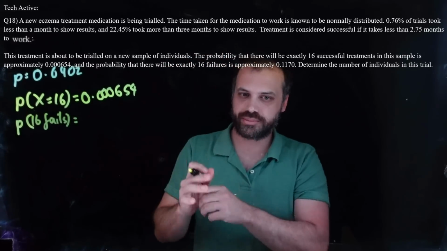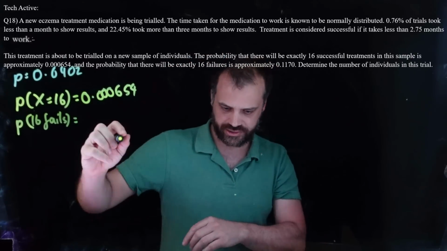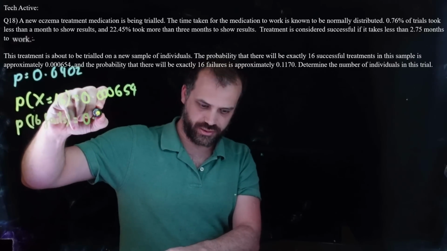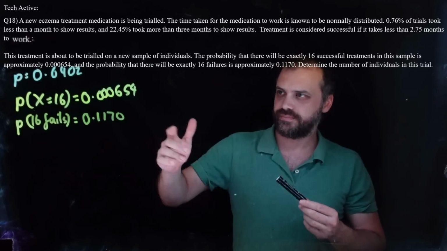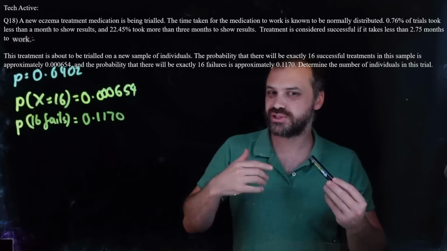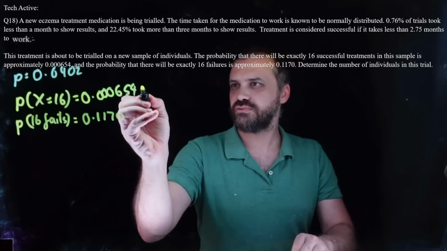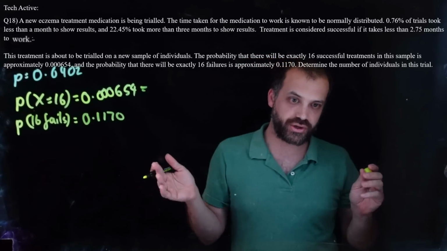We're told that the probability of exactly 16 fails is 0.1170. Okay, so we've got these two pieces of information. We don't know the sample size. Let's write this up as like a big, long binomial formula.